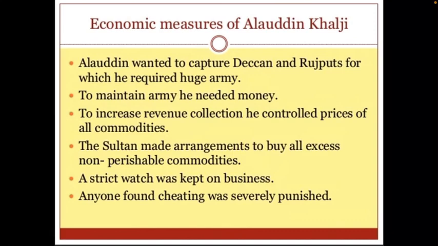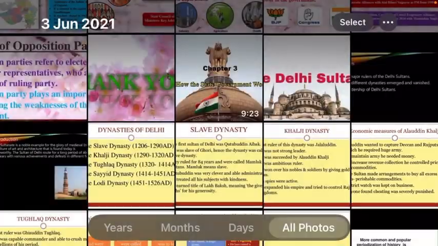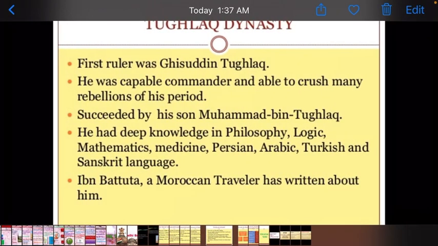Then the Tughlaq dynasty. The first ruler was Ghiyasuddin Tughlaq. He was a capable commander and was able to crush many rebellions during his period. He was succeeded by his son Muhammad bin Tughlaq. Muhammad bin Tughlaq had a deep knowledge of philosophy, logic, mathematics, medicine, Persian, Arabic, Turkish, and Sanskrit languages. Ibn Battuta, a Moroccan traveler, had written about Muhammad bin Tughlaq.